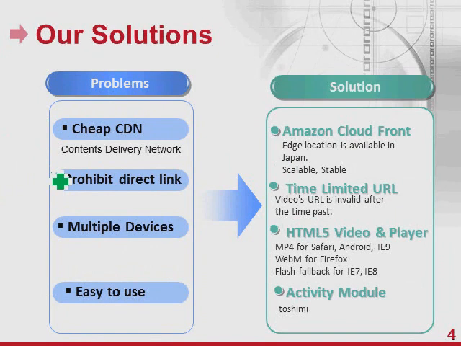2. To prohibit the link, we use a time-limited URL supplied by Amazon CloudFront. The temporary URL is calculated and it will expire after some period of time. To make the URL, we need a little programming code that is included in our module.